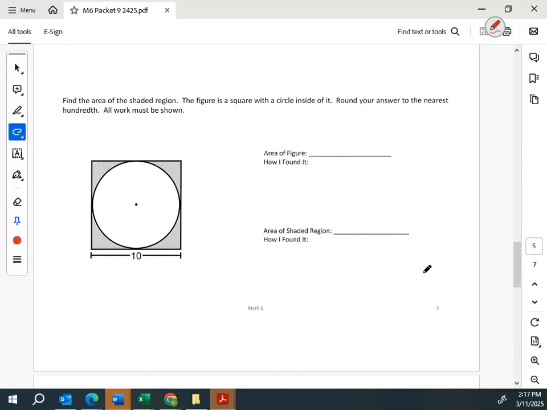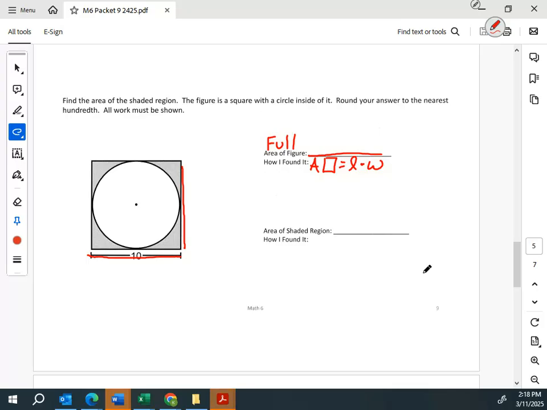So for the area of the figure, that is the full figure. So we see one side is 10, it is a square. So what is our other side? Knowing that the area of the square is the length times the width, put your answer up here. So tell me what you multiplied to find that full area.